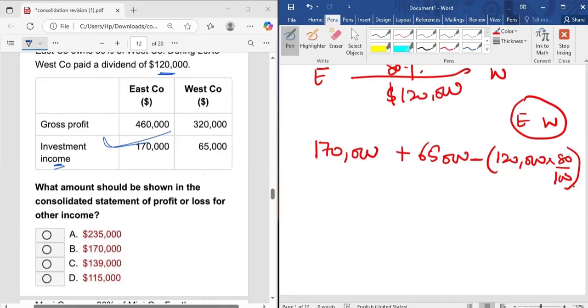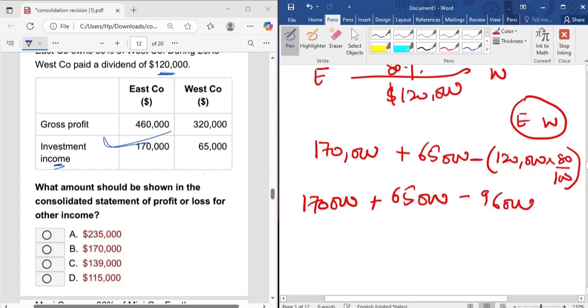1,20,000, 80%, it will be 96,000. So 1,70,000 plus 65,000 minus 96,000. Let me do it. So it will come out to be 1,39,000, which is option C, right? It was a very easy question. Just be careful that we have to remove intra-group transactions, and we will only remove the extent to which the parent company owns the subsidiary company. The parent company owns 80%, so we will remove the effect for only 80%, right?